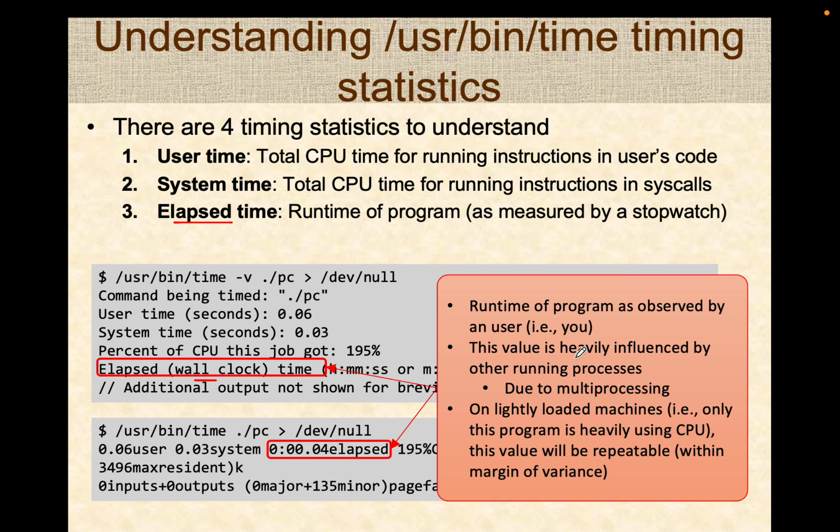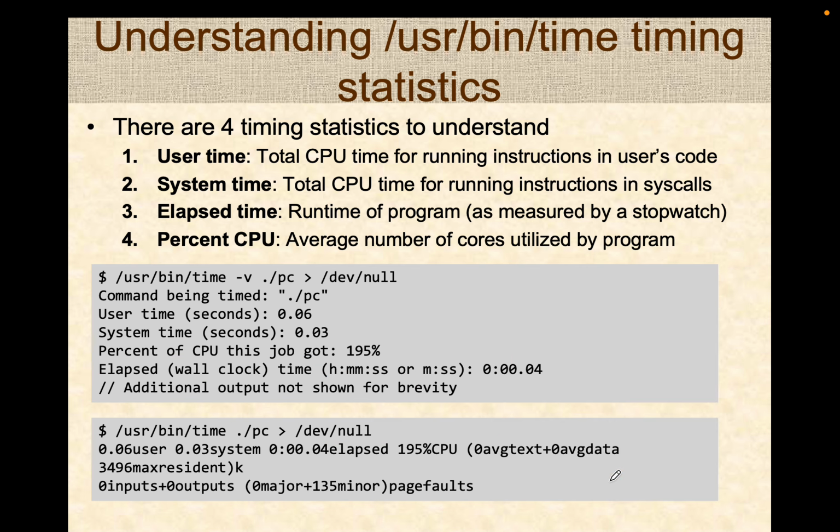And this value is heavily influenced by other running processes due to multiprocessing and context switching. So on a heavily loaded machine, to get the same amount of user time, the operating system may have to context switch a lot of processes, so the elapsed time for the program might increase. On lightly loaded machines, that means the program that you're trying to benchmark is the one that is heavily using the CPU, this value will be somewhat repeatable, but there will be some level of variance or noise in this data because of context switching and other background operations happening in the operating system.